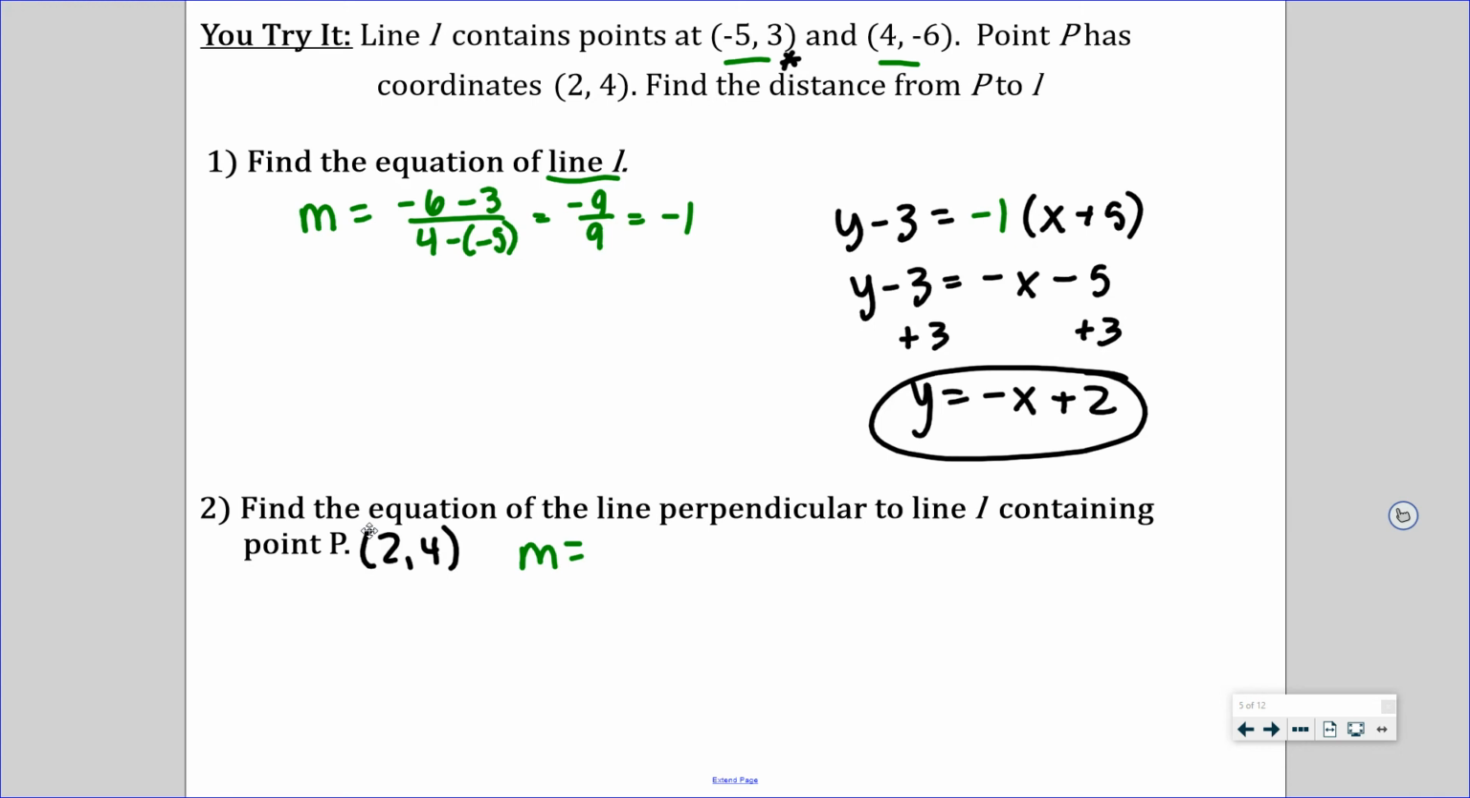Slope of perpendicular lines. Yes, that should be minus 2. Sorry, I wrote that wrong. Here. I typed it in decimals correctly. Minus 2. Thanks, Jessa. Good catch.